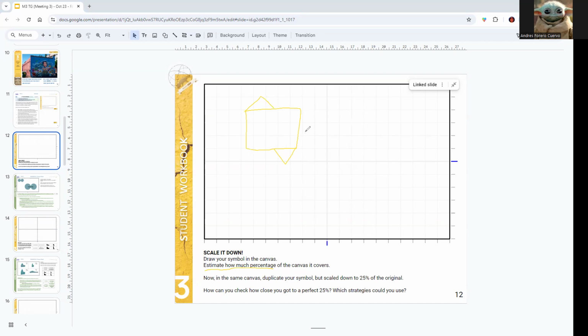And then they would duplicate the symbol. So they'll just put it somewhere else and try to make it smaller so that it's 25%. And again, there's many methods. They could just eyeball it, try to make it so that it's a fourth. Or they could use some more sophisticated methods and talk about the axis. And actually, they could scale it to a half in the horizontal and vertical axis. And since a half times a half is a fourth, that'll be a fourth its size. So lots of different methods and approaches to do.